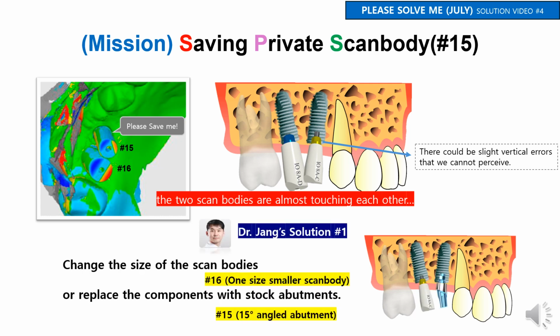The easiest method is to switch the scan body to one with a smaller diameter. However, this may not be possible if the type of implant connection differs. In such cases, Dr. Zhang prefers to use a 15-degree angled stock abutment for one of the two implants during scanning. This generally ensures space between the abutment and the scan body. After that, the prosthesis is usually delivered as single prostheses for each implant rather than splinting the two implants together, in order to ensure ease of cleaning.